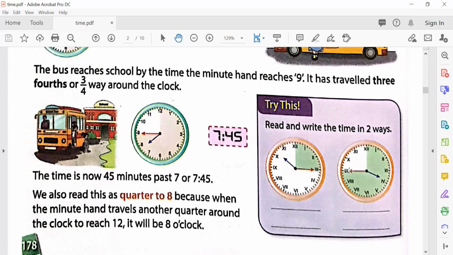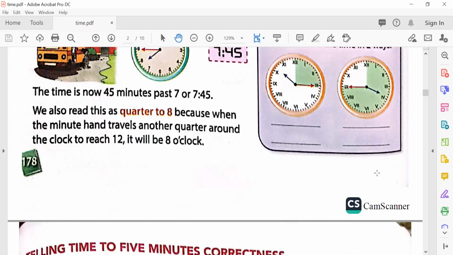Quarter to, in 15 minutes' time, it will become 4. So if you want to use the number 4, you say quarter to 4, and otherwise 3:45. After 45 minutes have passed, it's going to become 4 o'clock. So this hour hand is near 4. Have you understood this? You will not say 4:45, otherwise the answer will be wrong. You will say quarter to 4. Understood?